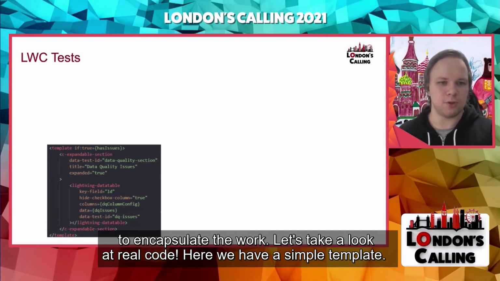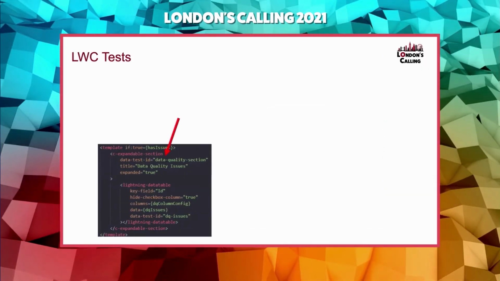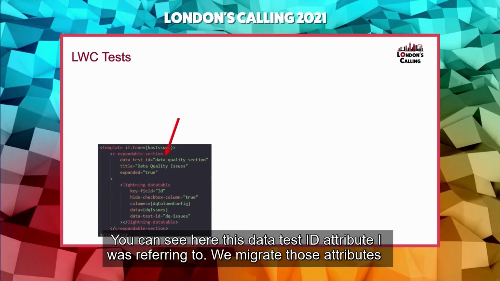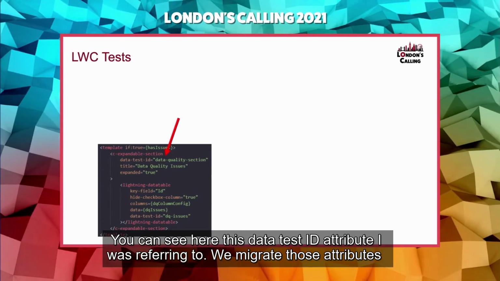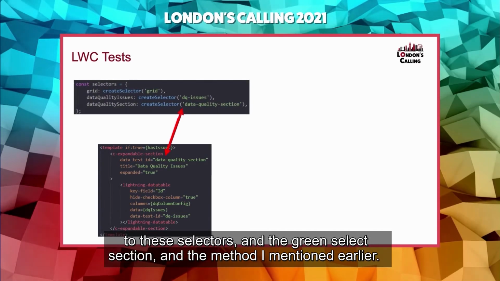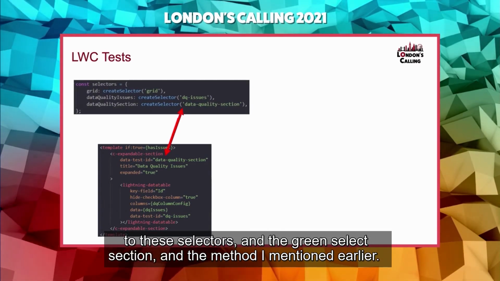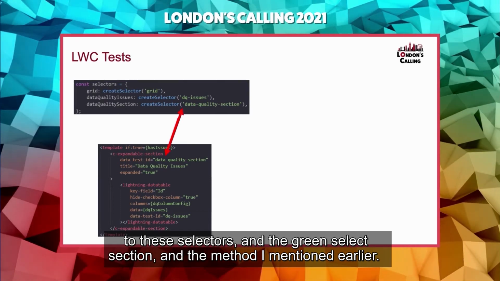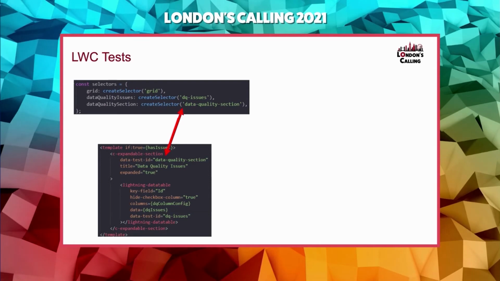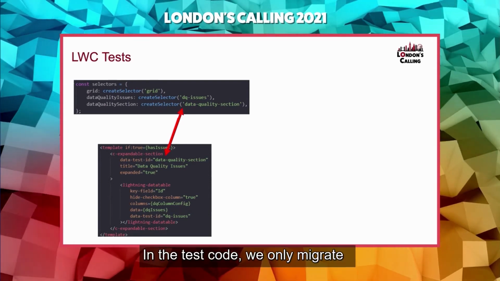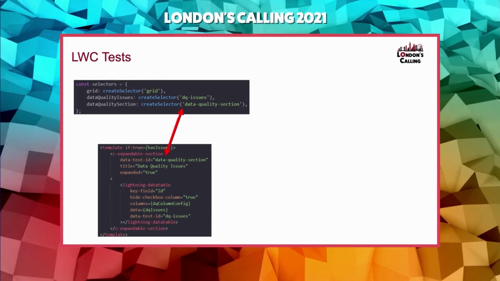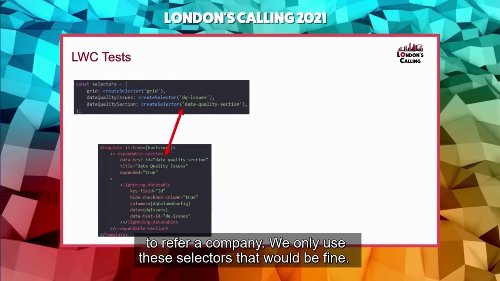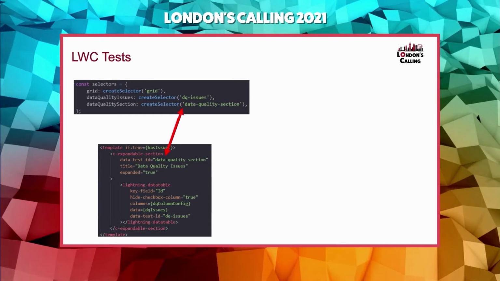Here we have a simple template, and you can see here this data test ID attribute that I was referring to. We migrate those attributes to these selectors. The green selector is actually a method of that library that I mentioned earlier. And in the test code, we only use these selectors that we define up front to refer to a component.